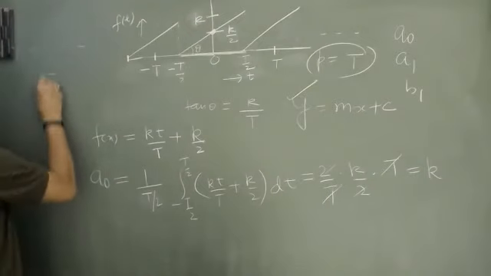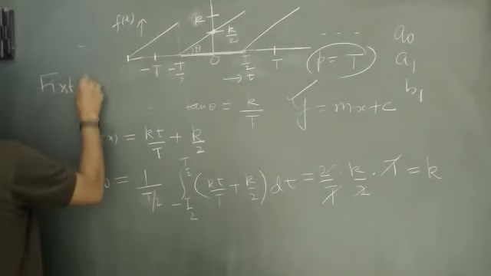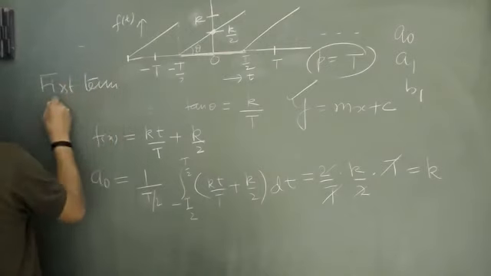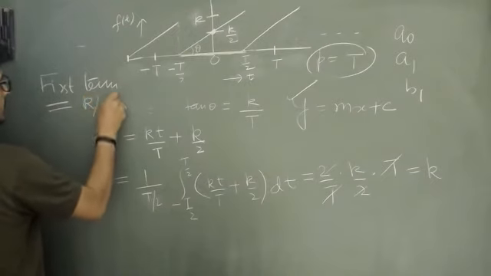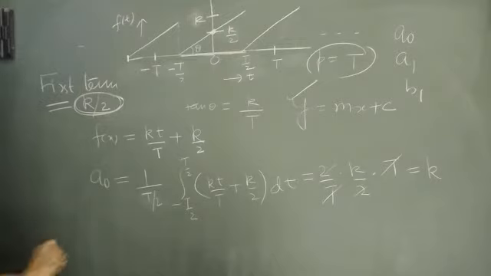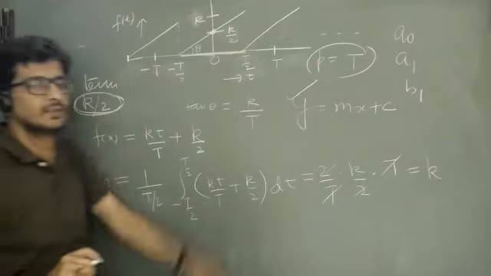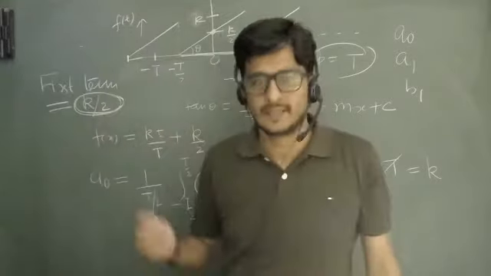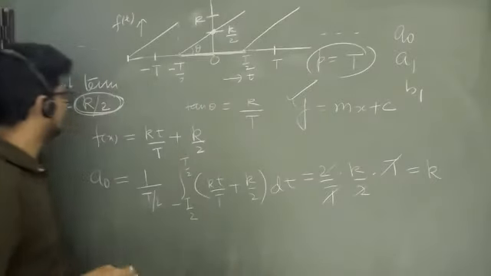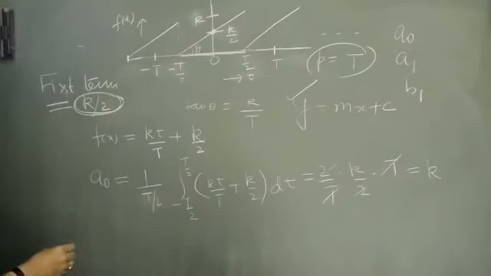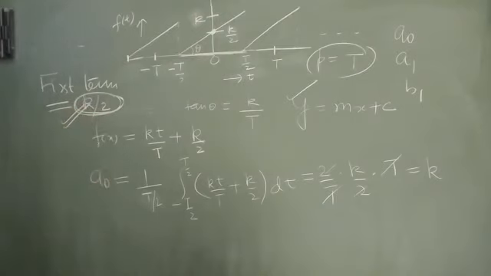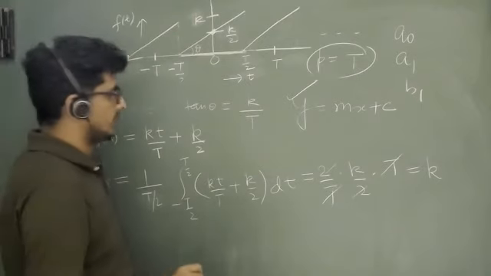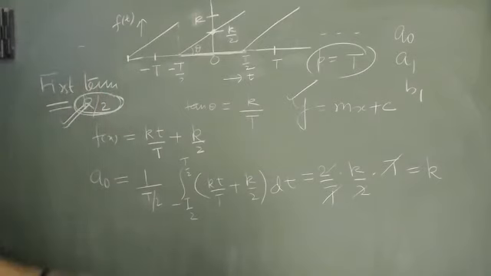So what will be the first term? The DC term. It will be k by 2. And this is the average of the function also. Yes or no? I have told you, the DC term is also the average of the function. So this is the value k by 2 which you have obtained. If there is any doubt at any step, you can ask me.